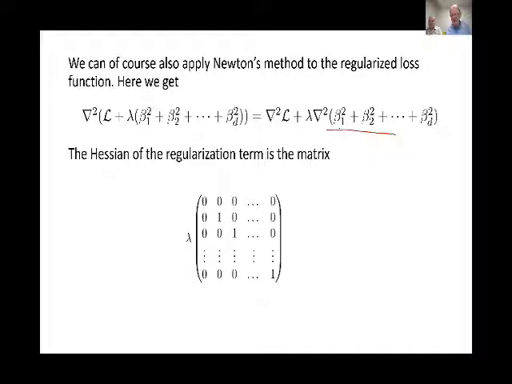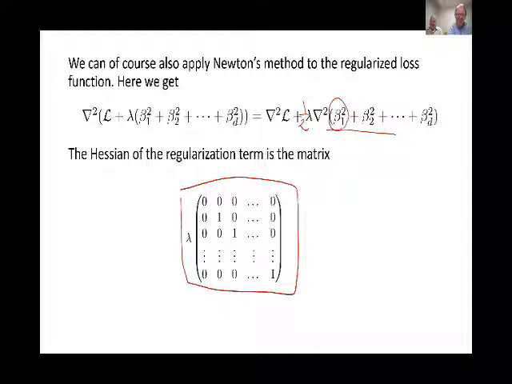Because what's the partial derivative of beta 1 squared with respect to beta 1? If you take the double derivative, the first derivative is 2 beta 1, and then the next time you take the derivative with respect to beta 1, you just get 2. So it should be 2. That's why people prefer to put a 1/2 here. So the Hessian of the regularization term is just this matrix here.